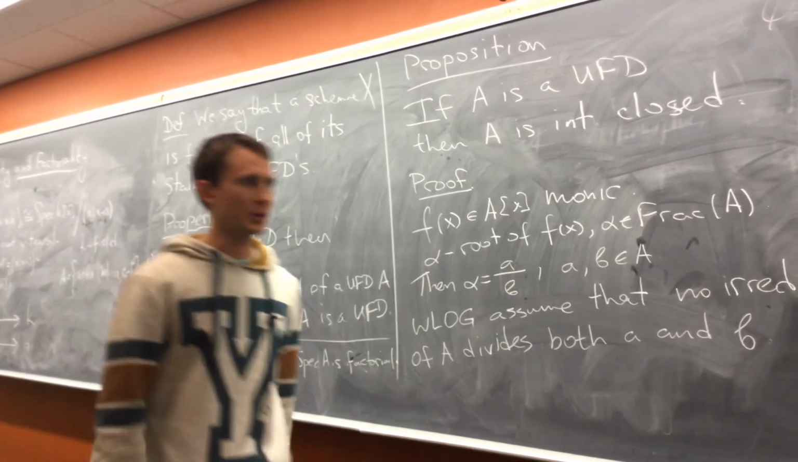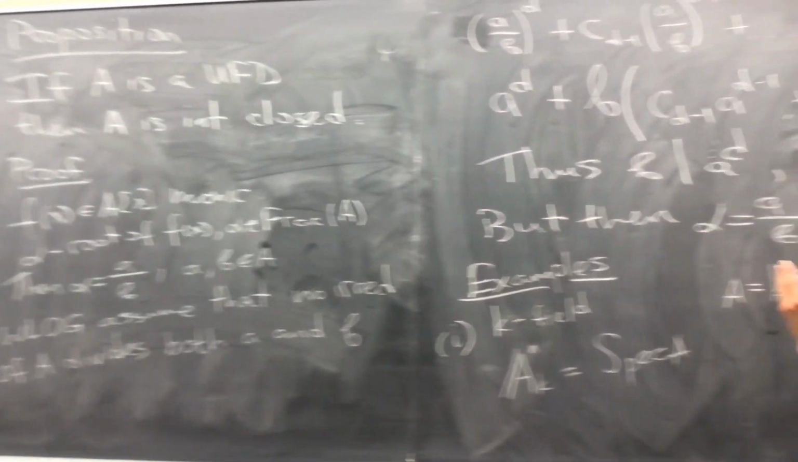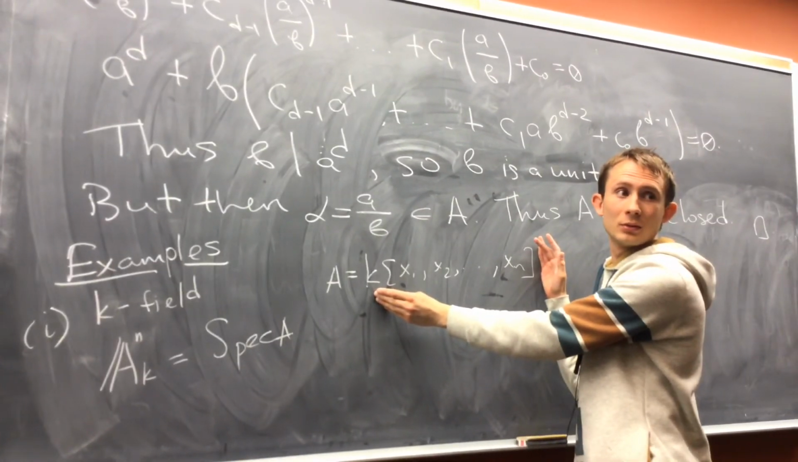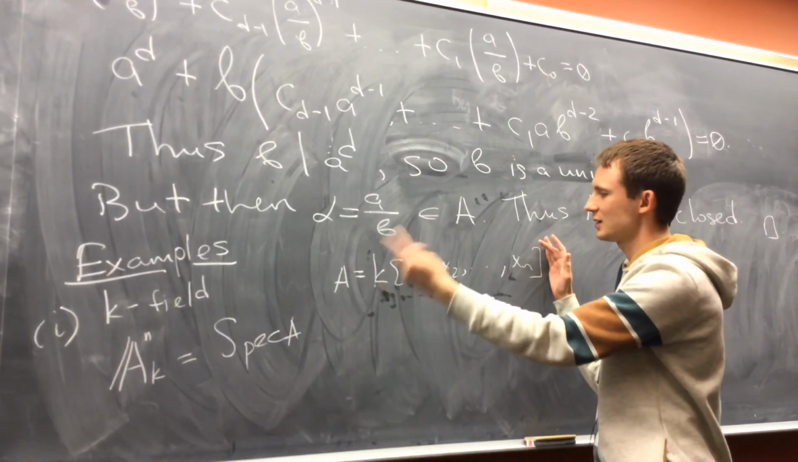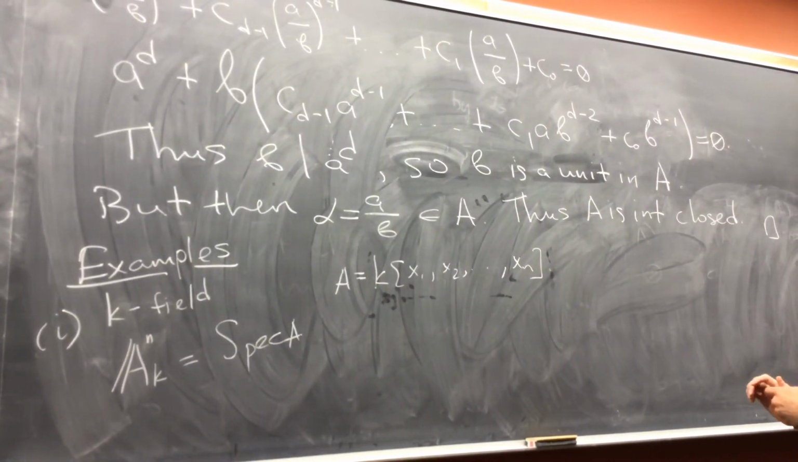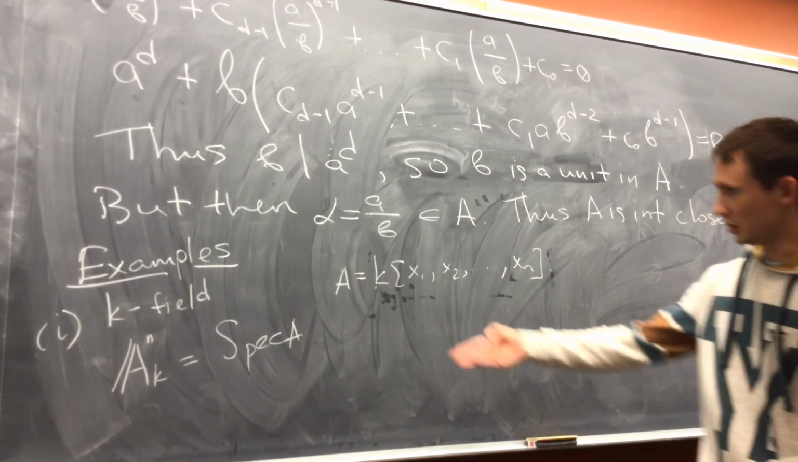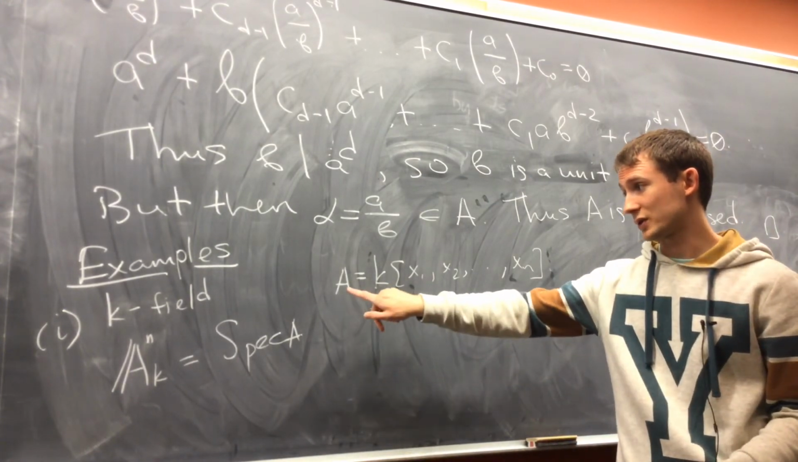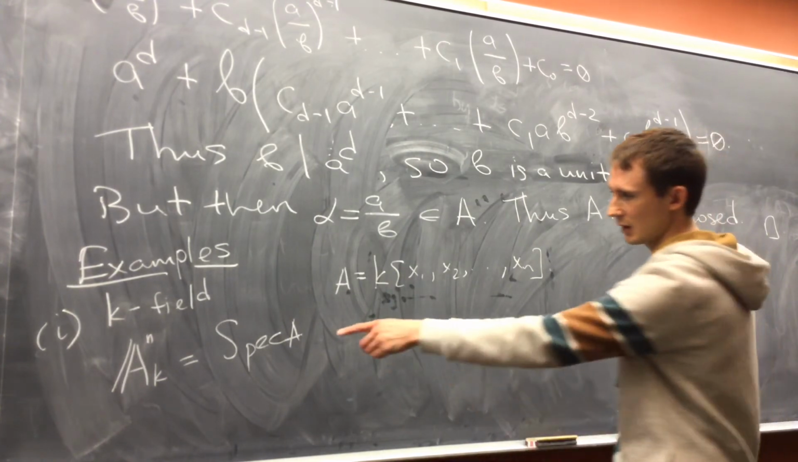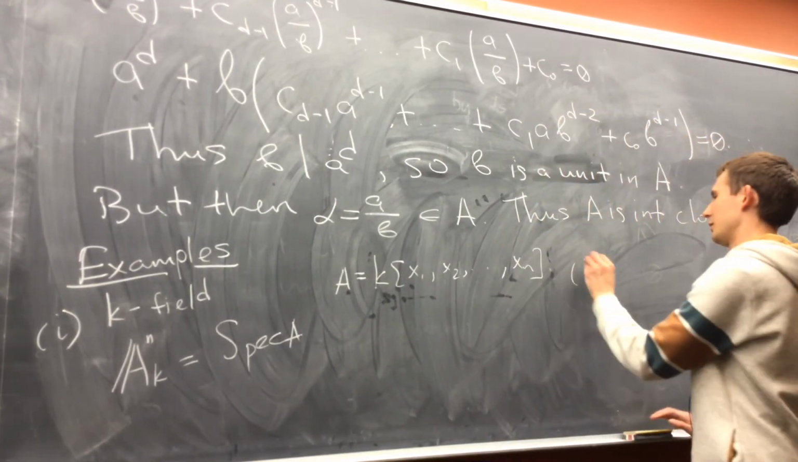So coming back to our example, that guy is a UFD, even though it's not a PID in general. Like, in the univariate case it is, but with more than one variable, it's not. Okay, so once again, because this is a UFD, we immediately conclude that this scheme is factorial and normal. Okay.